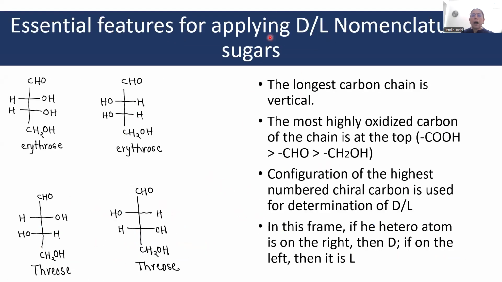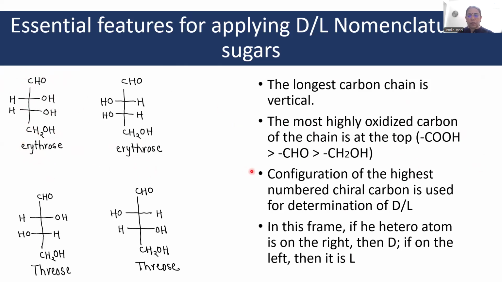So, first you have to write the chain in the right way. The longest carbon chain is written vertical and the most highly oxidized carbon is at the top. If COOH is there, then COOH is at the top. Otherwise, CHO or CH2OH. Just see this very common sugar erythrose. CHO is at the top. The vertical chain consists of 4 carbons.